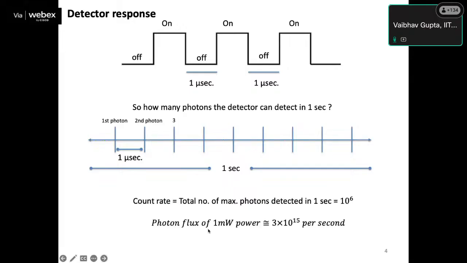So for 1 milliwatt of power, I told you 10 to the power 15 photons were coming, but let's say we try to reduce the power. So now I reduce the power from milliwatt to picowatt. Milli is 10 to the power minus 3, pico is 10 to the power minus 12 watts. So I reduce the power too much, and now I have a photon flux in roughly the 10 to the power 6 range.